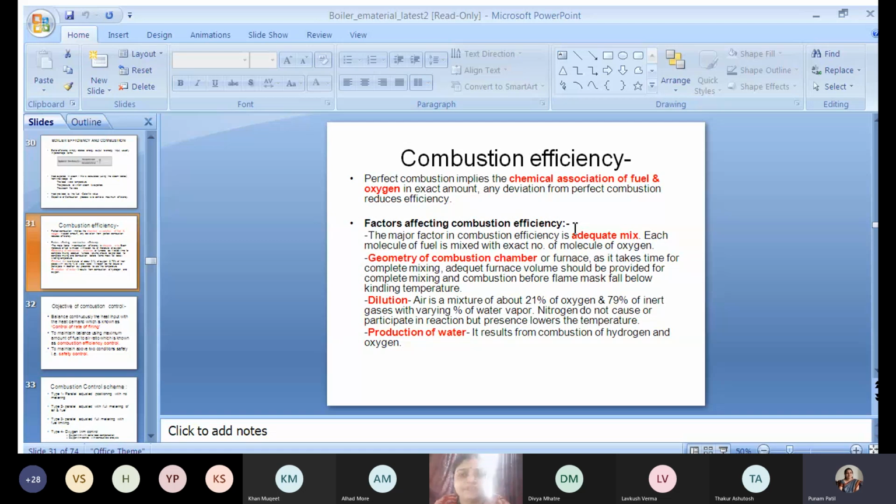सबको combustion efficiency समझ में आया है? Any doubt? Okay. किसी ma'am को कुछ doubt नहीं है? Should I go ahead? Yes, ma'am.